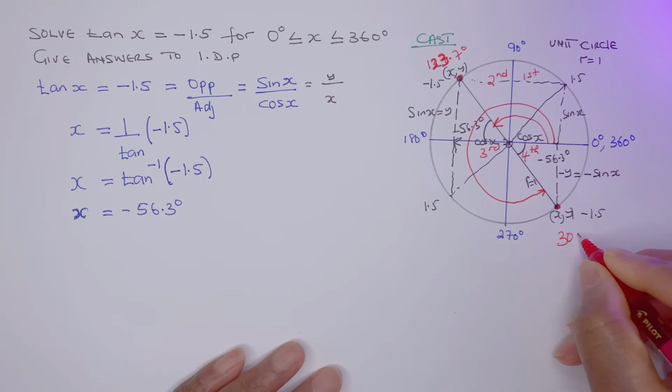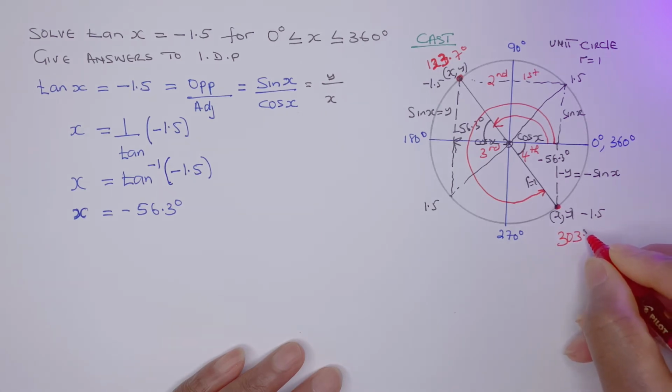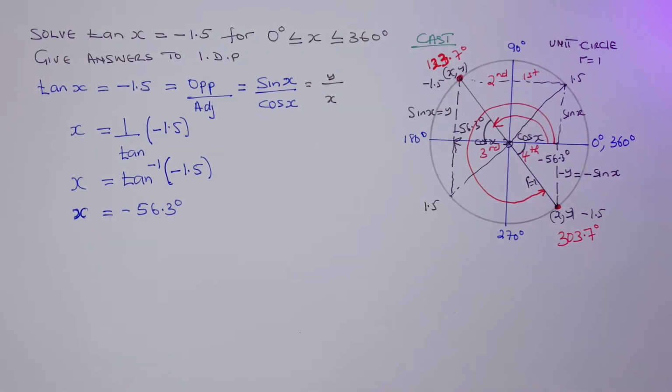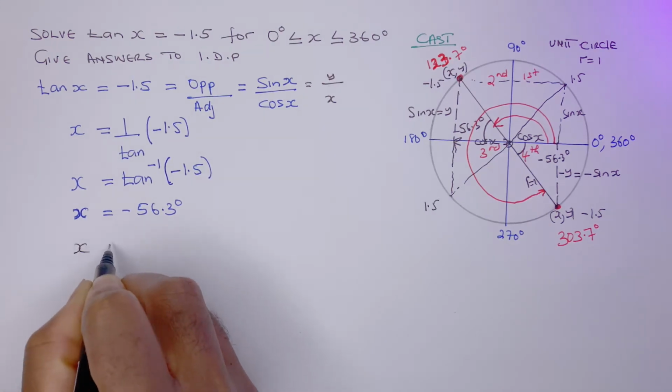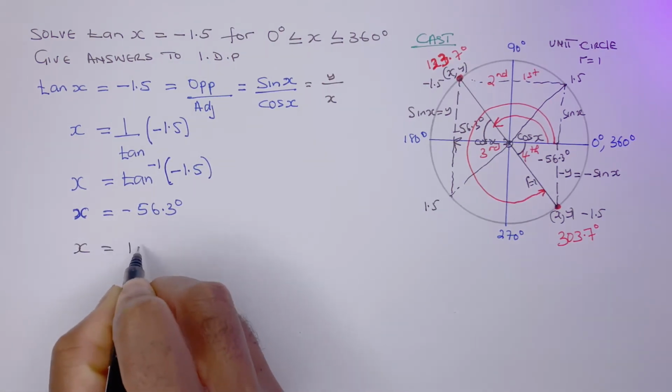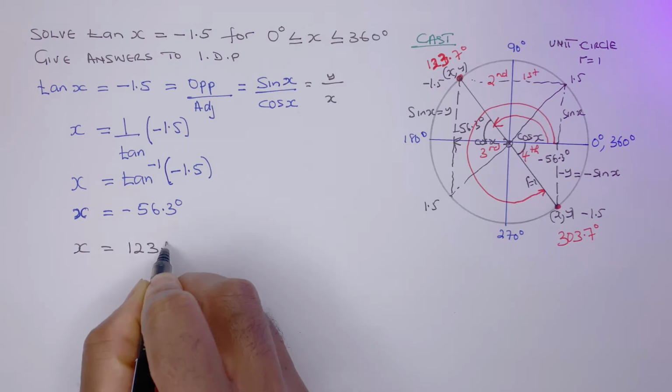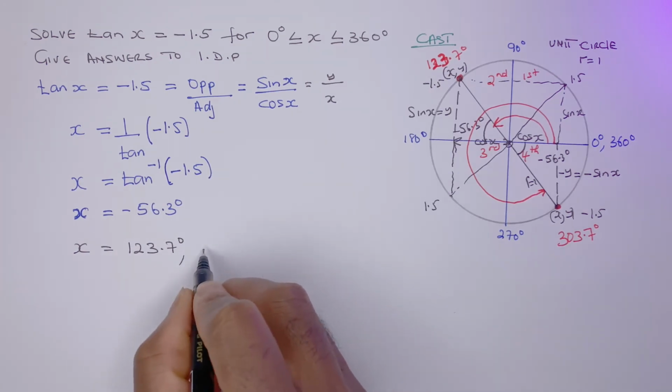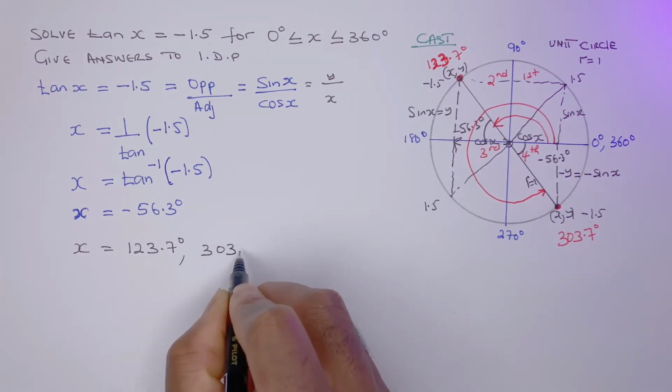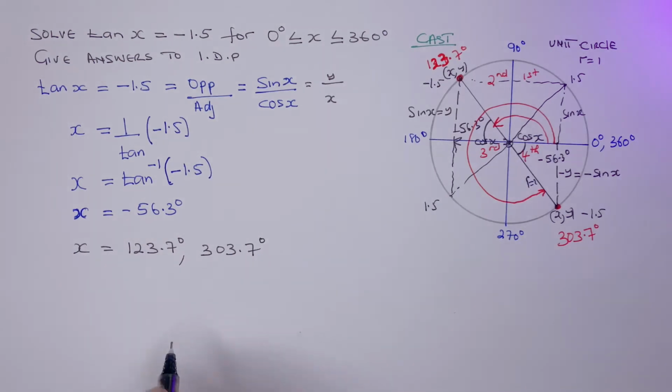That'll be 303.7 degrees. So the x values we need are 123.7 degrees and 303.7 degrees. So that's done using the CAST diagram.